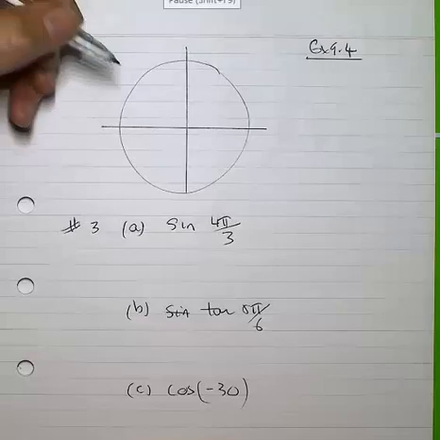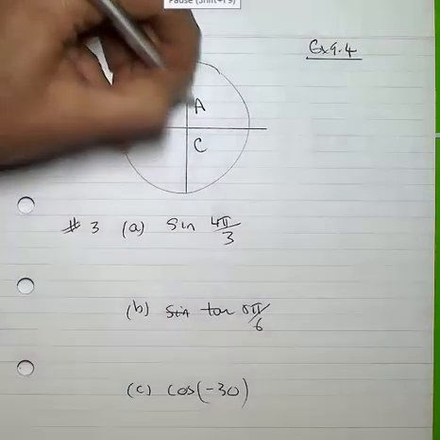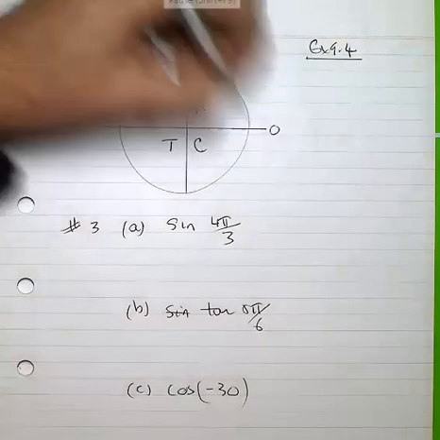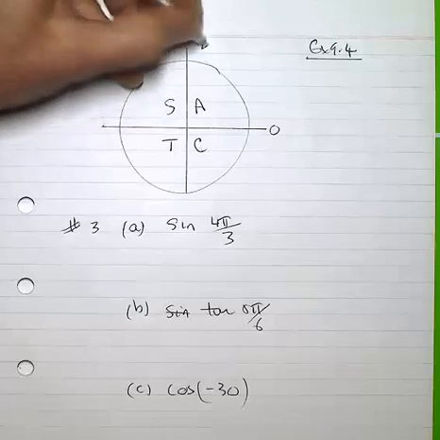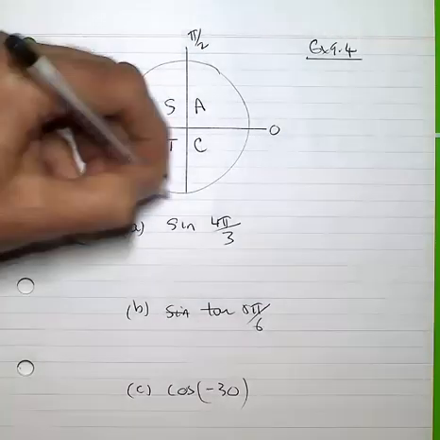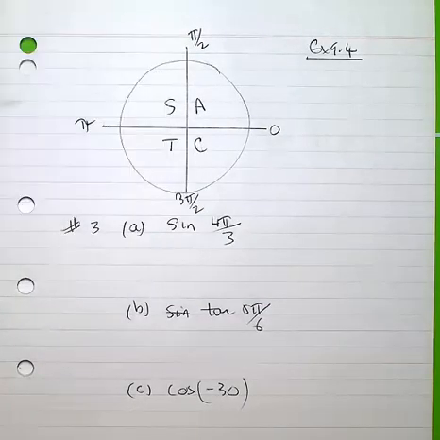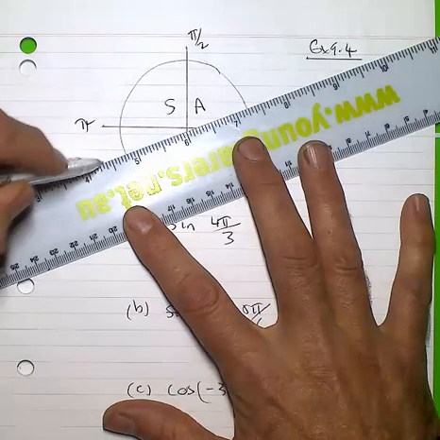In order to do questions 3 and 4, we set ourselves up the CAST diagram. You can use your formula sheet, of course, but it really helps to try and learn elements of this. And we also list the symmetry properties.